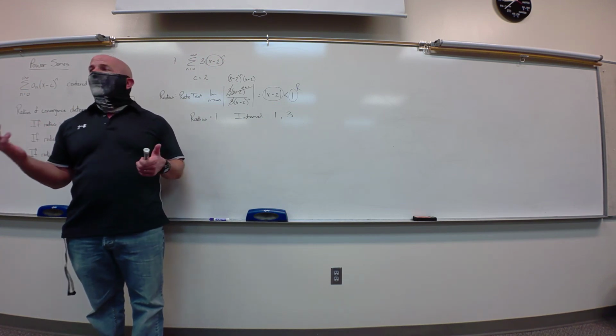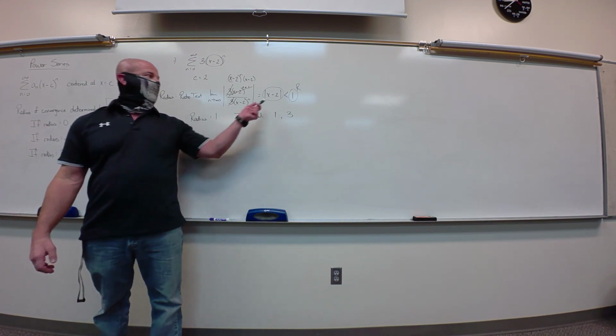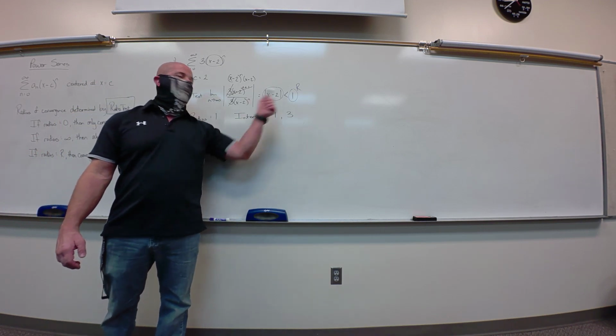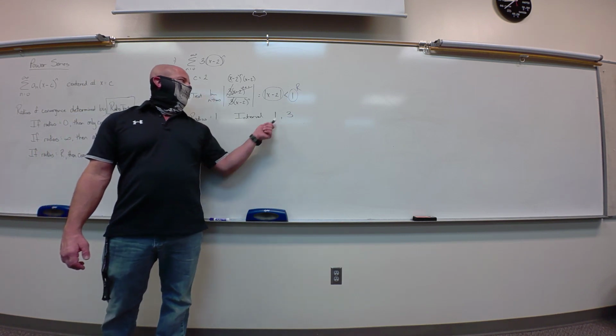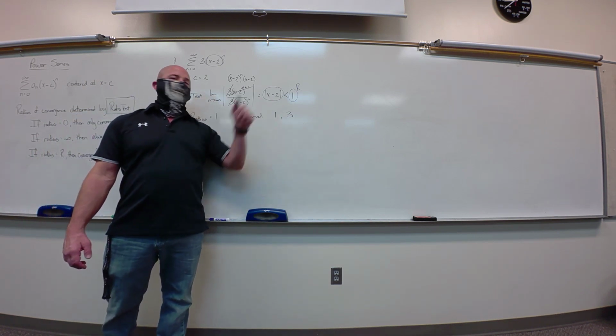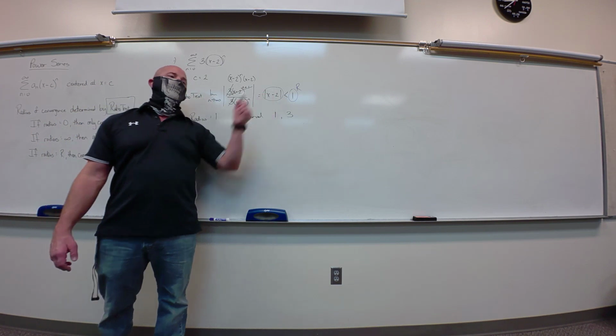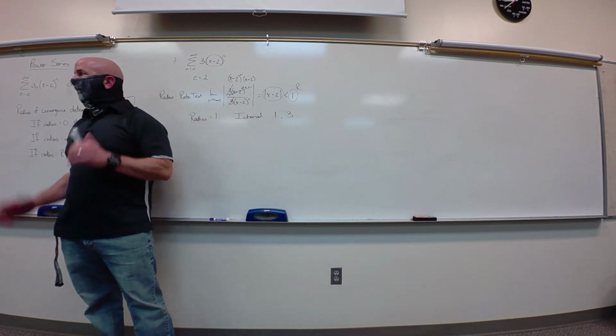All right, 1.5. 1.5 minus 2 would be a positive 0.5 in absolute value. Hey, that's less than 1. 2.5, that would be 0.5. That's less than 1. 2 would be 0. That's less than 1. All those values converge.